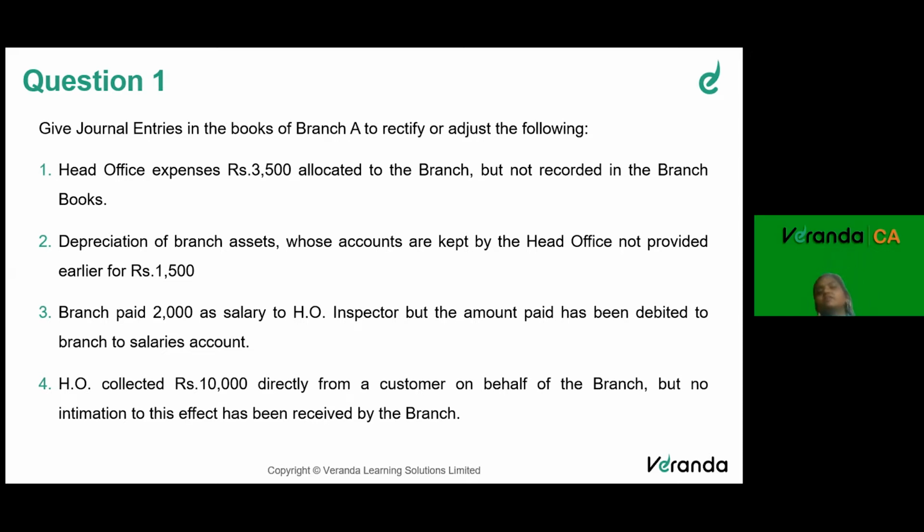Head office collected rupees 10,000 directly from a customer on behalf of the branch, but no intimation has been given to the branch. A branch customer should be paying it to the branch. He got the sales effected through the branch, but then head office collected the amount directly, and the branch was not intimated at all. They need to know how much of their customers have paid or not paid. So we need to give effect to this transaction again.